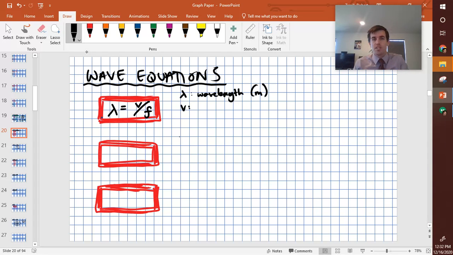Velocity is just going to be measured as you might expect. Velocity is going to be measured in meters per second. And when I'm talking about this velocity, I'm talking about wave speed. I'm talking about how fast the energy is moving.